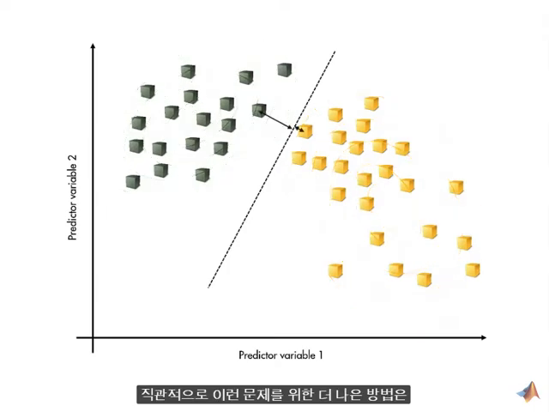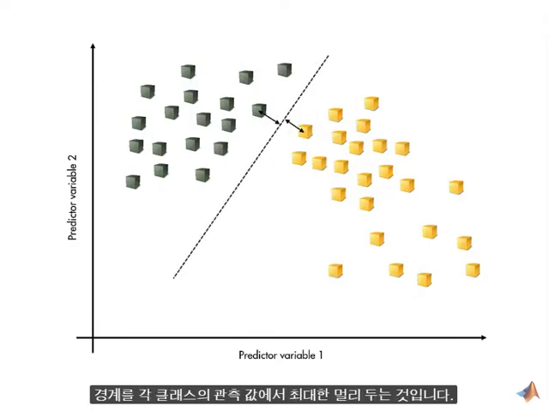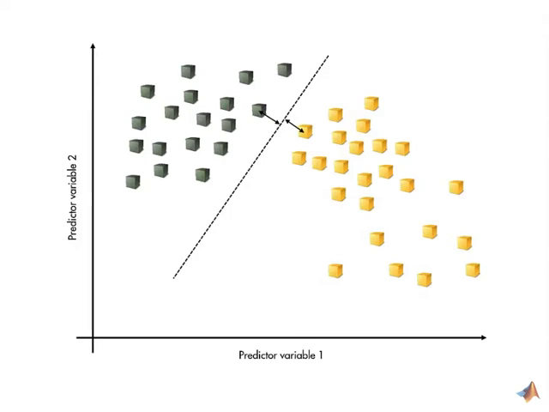Intuitively, it seems like a better approach for this kind of problem would be to put the boundary as far as possible from any of the observations. This is the basic idea behind support vector machine classification.